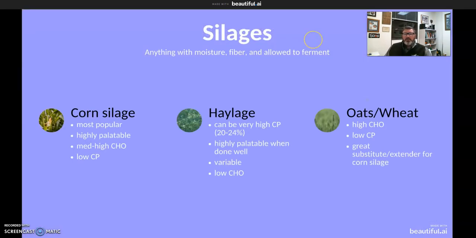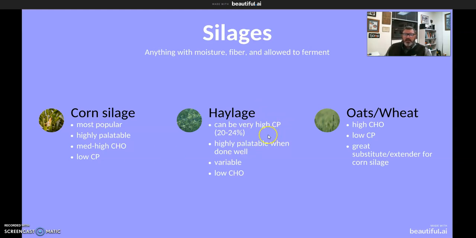Let's talk silages for a minute. We're thinking about anything with moisture, fiber that's allowed to ferment. In particular, the king of all silages is corn silage. It's the most popular by a long, long way. It's very highly palatable. It's almost impossible to make terrible corn silage unless you put it up at the absolute wrong moisture and don't store it well. Medium to high carbohydrate loads, depending on how much grain content you have, but pretty low crude protein. In fact, about 10% crude protein would probably catch it most of the time.